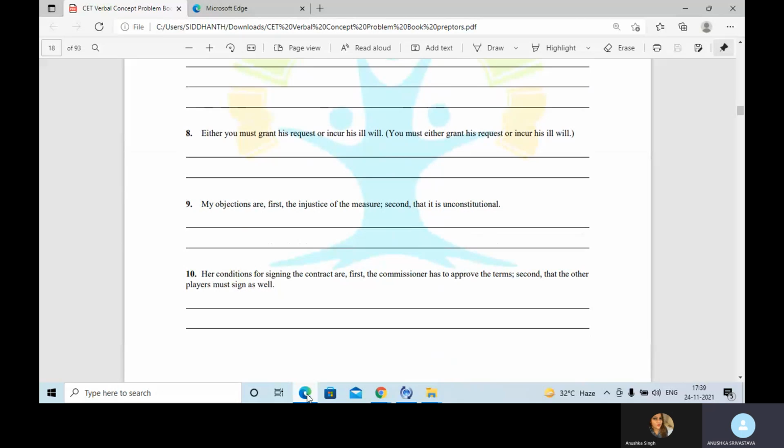My objections are first the injustice of the measure, second that it is unconstitutional. When I say first the injustice of the measure, it's a noun, and second that it is unconstitutional, it's an adjective. And I need to convert one into a noun or the other into an adjective. It would be easier to convert injustice into an adjective, that would be unjust. So my objections are first that the measure is unjust, second that it is unconstitutional. Both become adjective forms, hence correct.